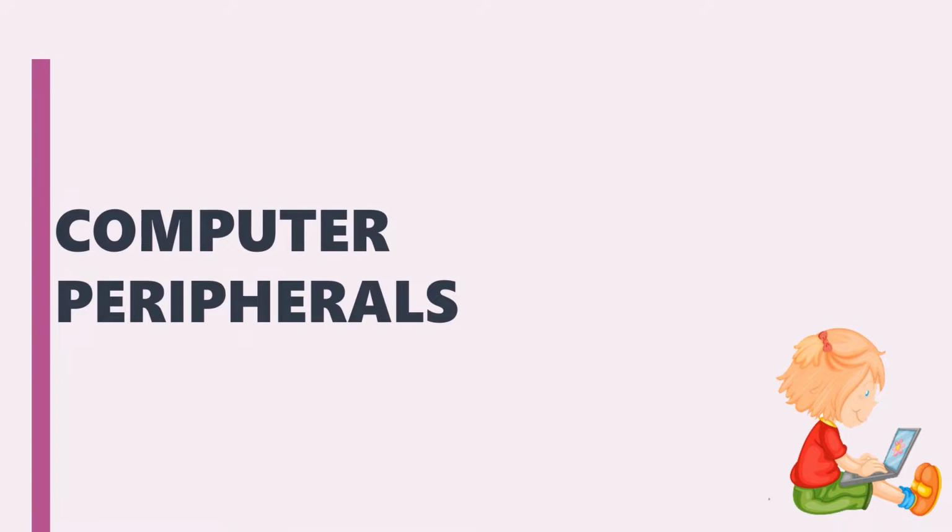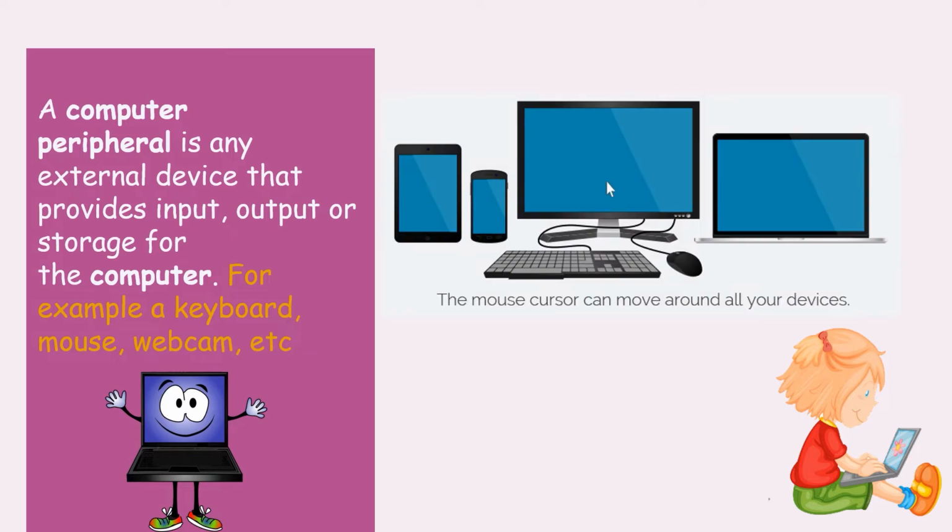So, today we'll be talking about computer peripherals. What are peripherals? Peripherals means any external device that provides input, output, or storage for the computer, like our keyboard, the mouse, the webcam, or the hard disk, the pen drive. These are all peripheral devices. So we will have a look at what our peripheral devices have to say with each other.